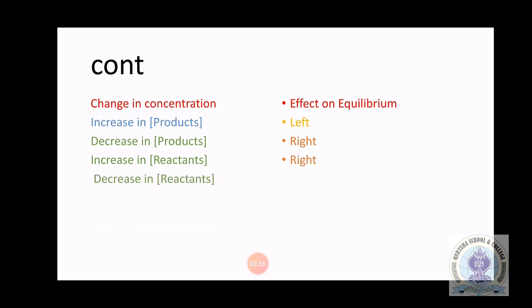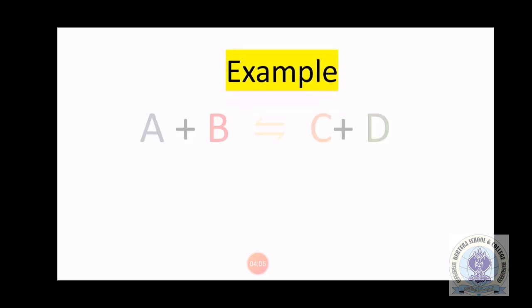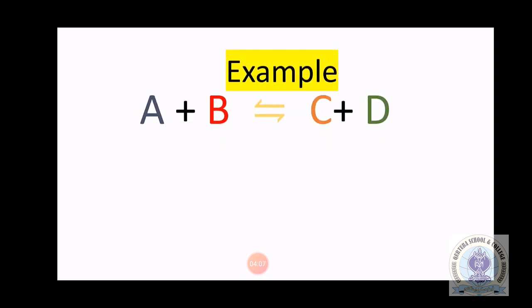Similarly, an increase in reactant will shift the equilibrium towards the right, while a decrease in the reactant will shift the equilibrium towards the left. Dear students, let me give you a general example: A plus B react and give C plus D in a reversible chemical reaction. Here A and B are reactants while C plus D are products. As we discussed in the previous slide, there are four possible ways to explain the effect of concentration on equilibrium. So consider the reaction is at equilibrium.